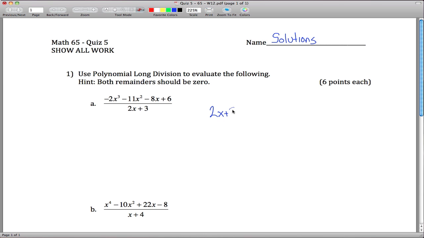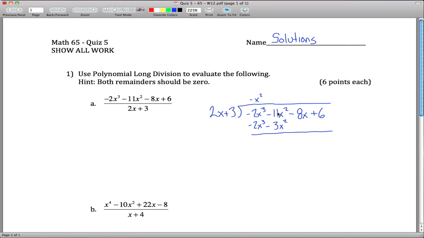This first one, we're trying to figure out negative 2x cubed minus 11x squared minus 8x plus 6 divided by 2x plus 3. So my task is to find something to write up here so that when I multiply it by 2x plus 3, I get a negative 2x cubed. And that something is negative x squared. If you take negative x squared and multiply it down, you get negative 2x cubed from negative x squared times 2x, and then negative x squared times 3 is negative 3x squared.